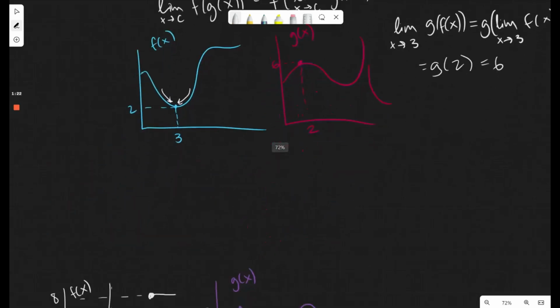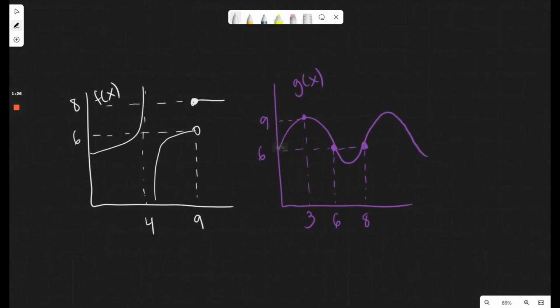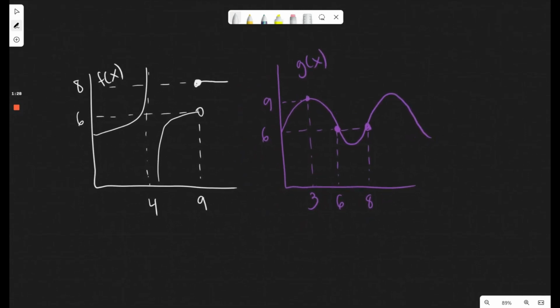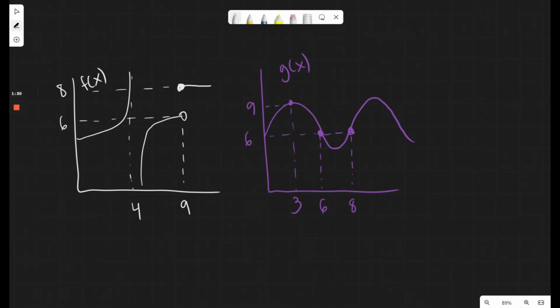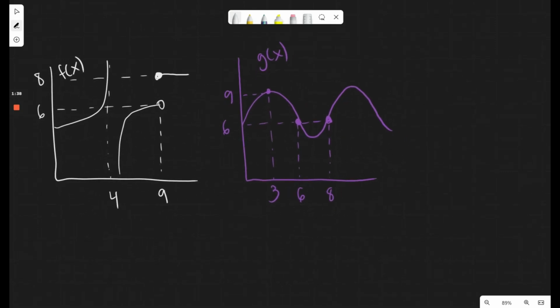But it won't always work. Like if we look at these functions, and oh boy, look at f of x in this case, there are quite a few discontinuities. It's not all continuous. The functions aren't always going to work. So first, let's look at the limit as x approaches 4 of g of f of x.